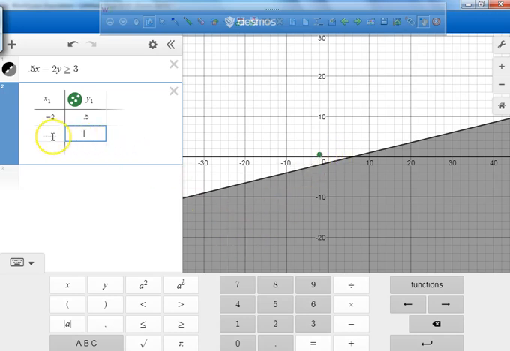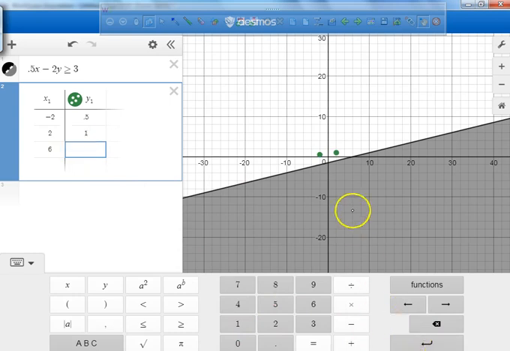2, 1, ready? Type it in. 2, enter. Oh, you mess up. 2, 1. Is 2, 1 in that region? No. Next point. What does it say? 2, negative 1. Oh, that's on the line. Is that an answer if it's on the line? Maybe. Yes, if the line is solid. If it was dotted, it would not be a solution.